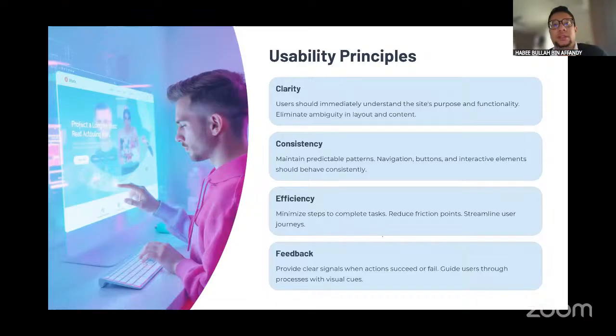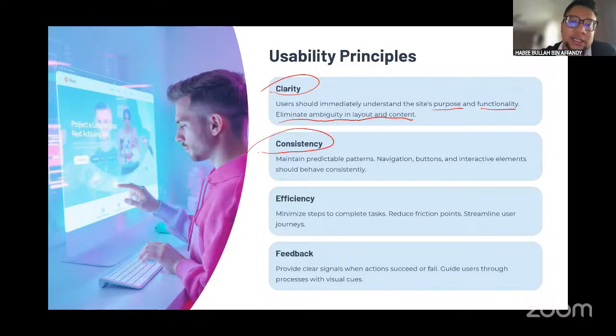Going on forwards, these are some of the things that we need to consider when we want to design our website in terms of providing good usability. There are several principles that we're going to look at. The first one is clarity. When users look at your website, immediately they will understand the purpose and functionality of the website. Make sure the design of the layout especially eliminates ambiguity in layout and content. Meaning people can see where is the menu, where is the main heading, where are the navigation buttons, where are the registration buttons, things like that. And of course, consistency.